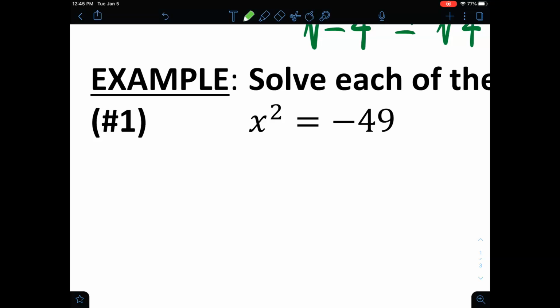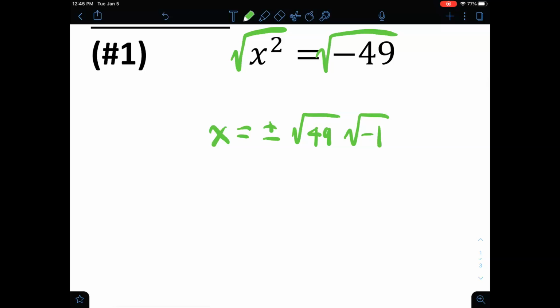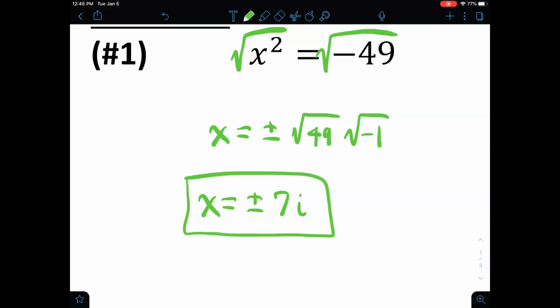Let's solve this one. We have x squared equals negative 49, so we take the square root of both sides to get rid of that squared on the x. x is going to equal plus or minus. Well, square root of 49 is a perfect square, so I'm going to rewrite it as square root of 49 times square root of negative 1, because 49 times negative 1 is negative 49. And that's nice because now we can do x equals plus or minus. What's the square root of 49? Well, that is 7, and the square root of negative 1 is i. So our answer is x equals plus or minus 7i.